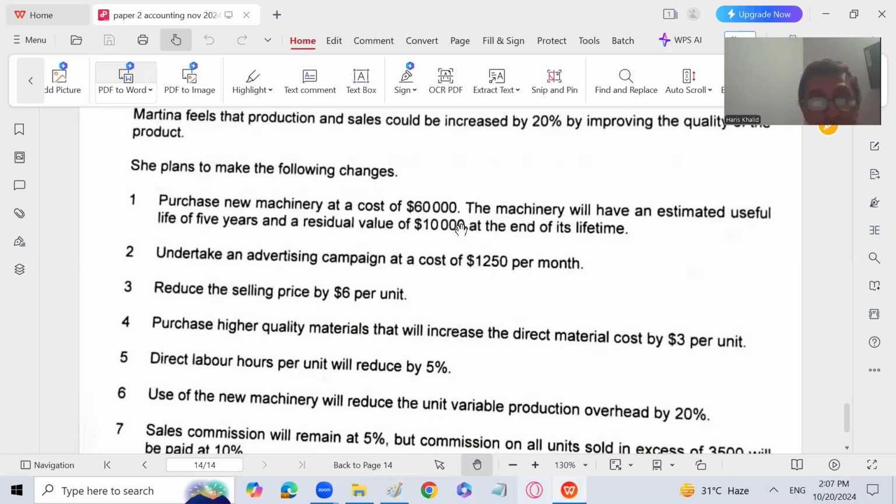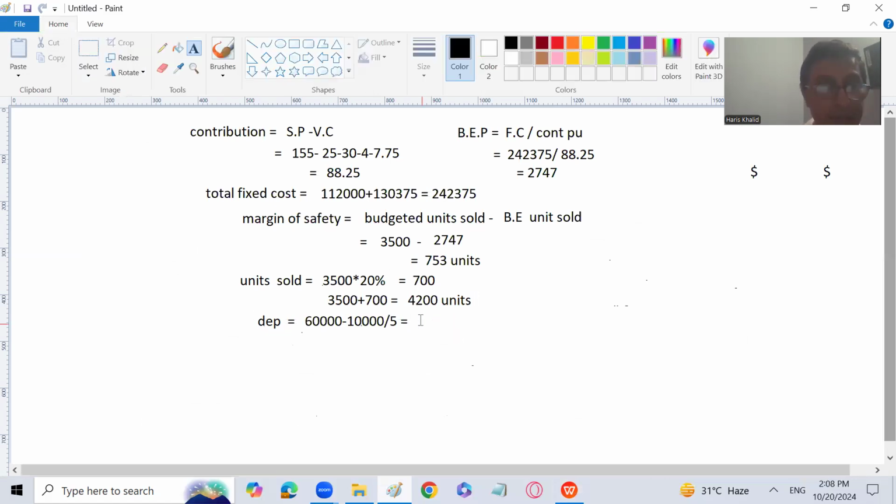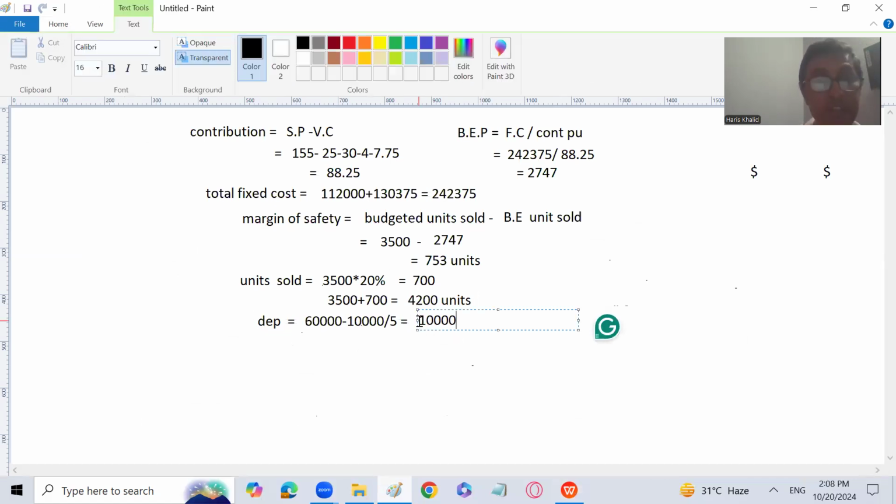Because of the new machinery, the depreciation, the fixed cost, will increase. And we have to calculate the depreciation. 60,000 minus residual value, original cost minus scrap value, divided by useful life. 60,000 minus 10,000 divided by 5 is the useful life. So let's calculate the depreciation cost, which is the fixed cost. Obviously, 60,000 minus 10,000 divided by 5. So the depreciation cost will increase by 10,000, which is a fixed cost. We have been given the fixed cost, and that is 242,375 plus 10,000. Now it is increased by 10,000.